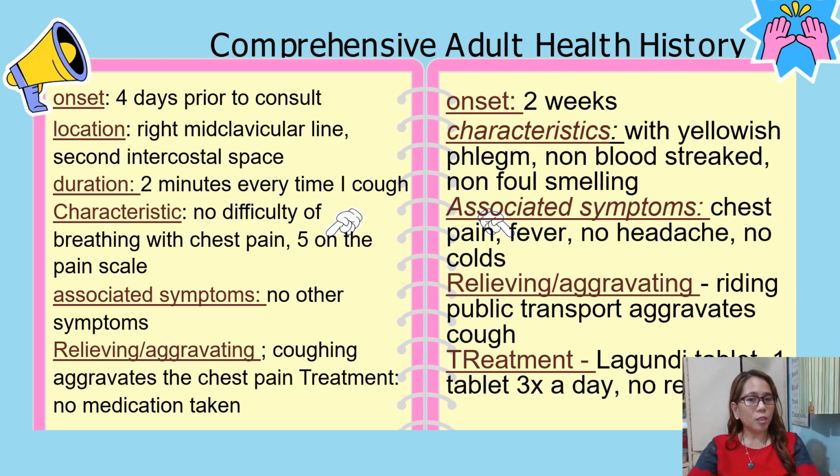So, another example, onset, 2 weeks, characteristics with yellowish phlegm, non-blood streak, non-foul smelling. So, may cough si patient. Okay? Associated symptoms, chest pain, fever, no headache, no colds. Relieving or aggravating factors, riding public transport aggravates cough. So, because probably of the pollution, no? Or yung mga environmental factors. Treatment, Lagundi tablet, 3 times a day. No relief si patient.